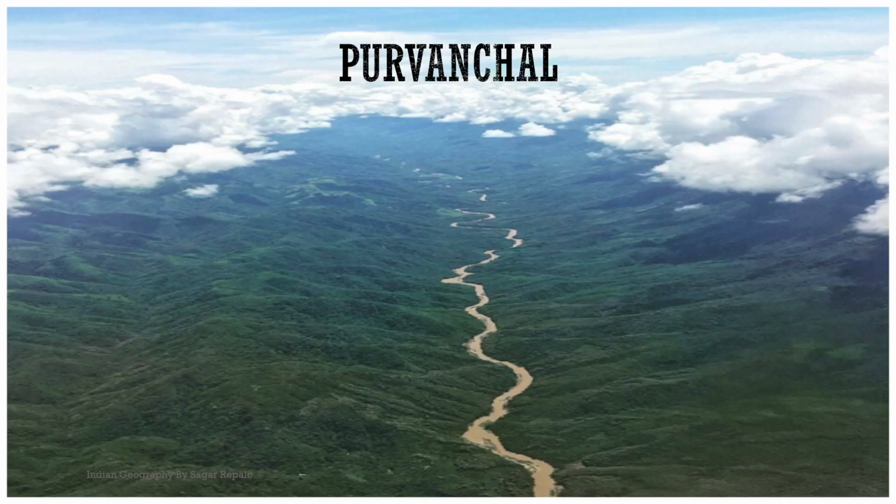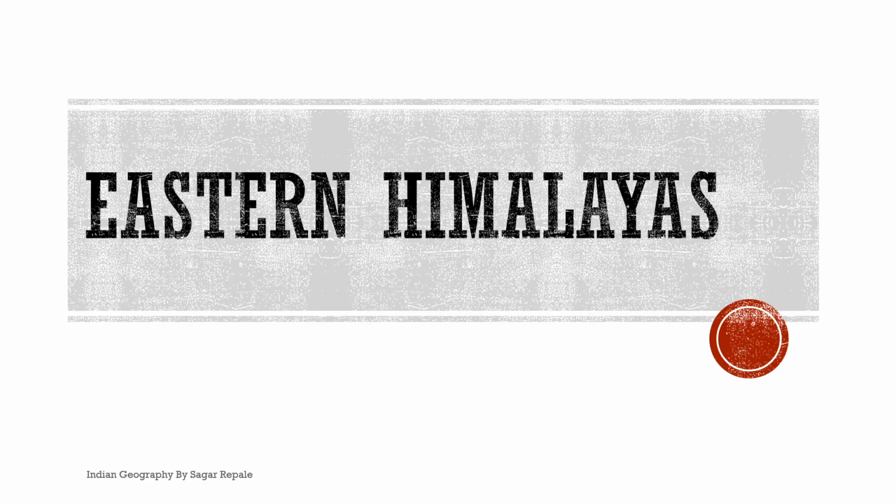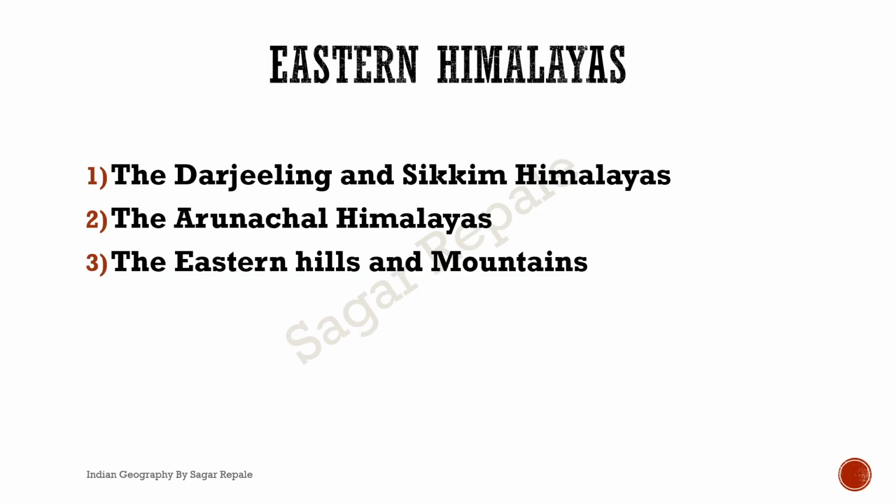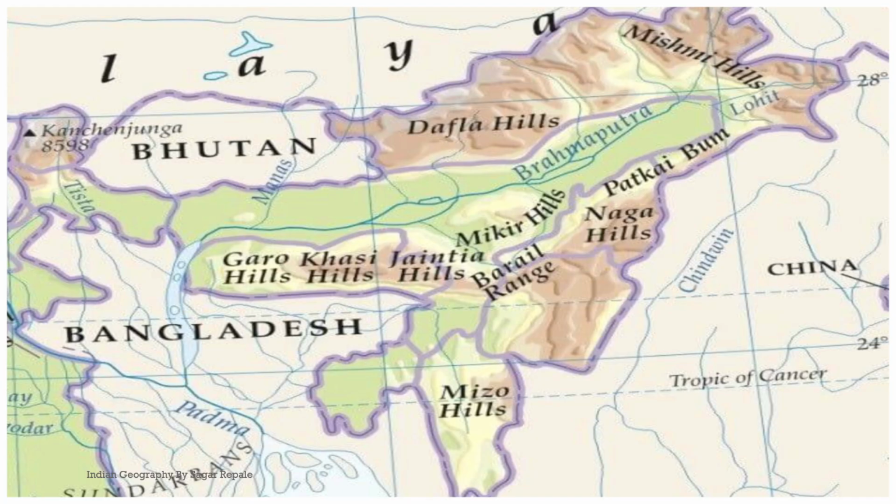Today we are going to talk about Purvanchal, and where is Purvanchal? Purvanchal is in the Eastern Himalayas. We have already seen the first part, the Darjeeling and the Sikkim Himalayas. Second part, the Arunachal Himalayas. And today we are going to see the third leg in the Eastern Himalayas, that is the Eastern Hills and Mountains, which are also called Purvanchal.